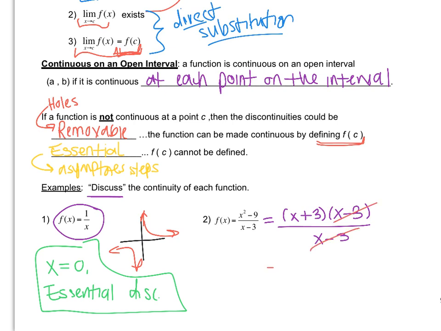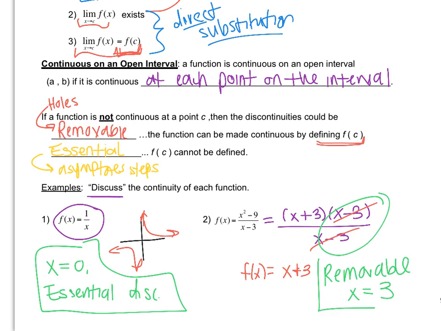So this function can actually just be rewritten as f of x equals x plus 3. So this function actually is a line, but it has this discontinuity here at positive 3. So this is a removable discontinuity because it's just a hole. So we've got removable, and that's at x equals 3. So hopefully this is all coming back to you from how we talked about discontinuities during first semester.